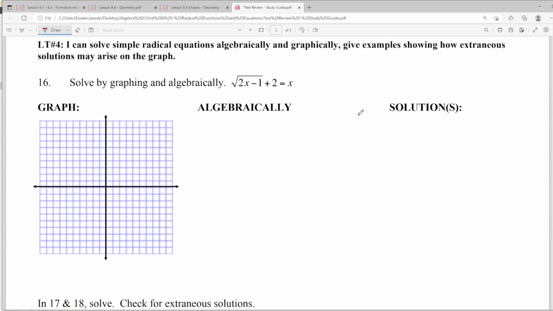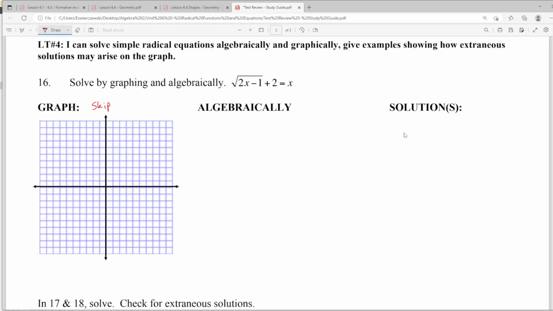Moving on to number 16. So I'm going to skip solving this graphically. You can do it on your own if you'd like. You would put one side of the equation into a graphing calculator or Desmos, the other side into another line, and then figure out where they intersect.